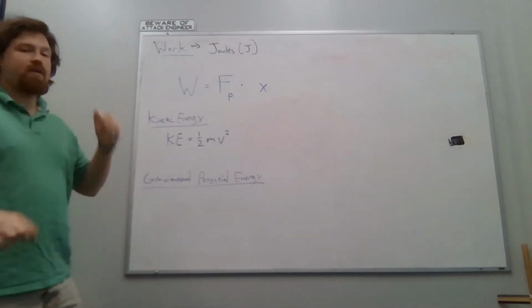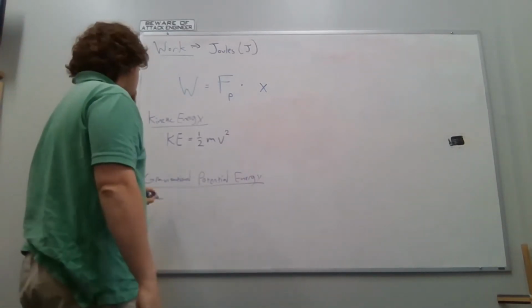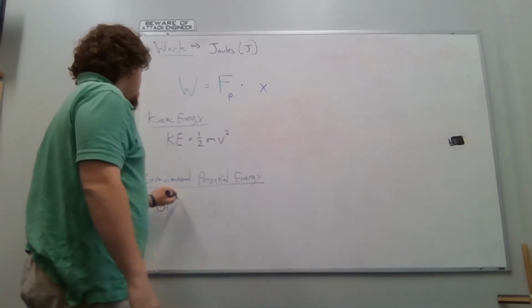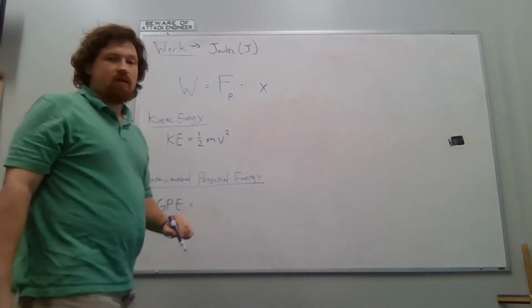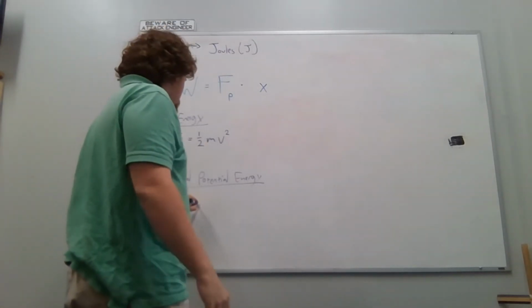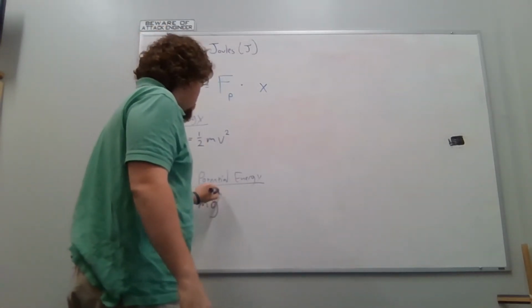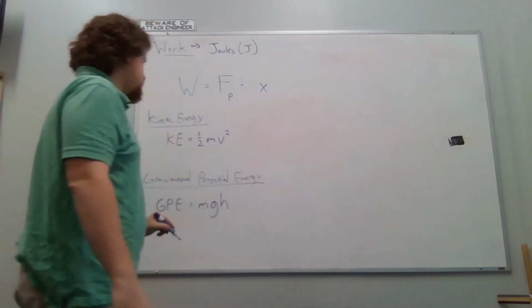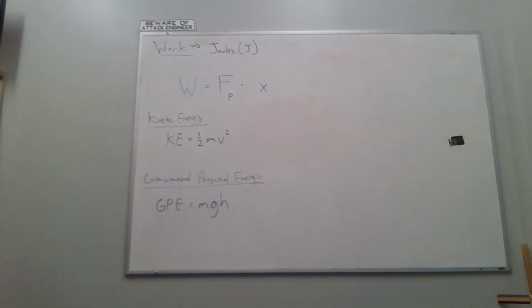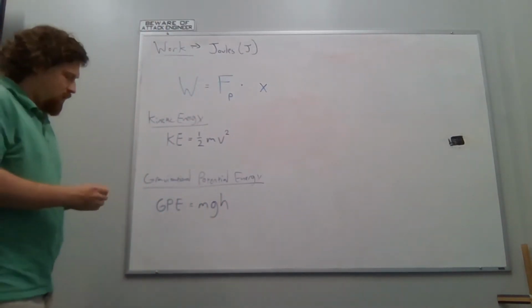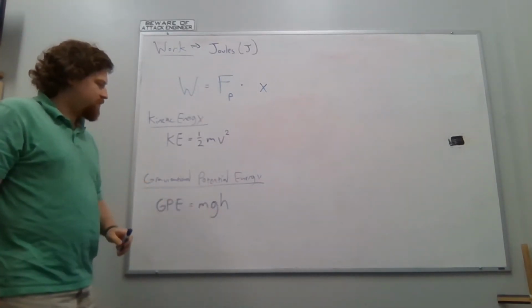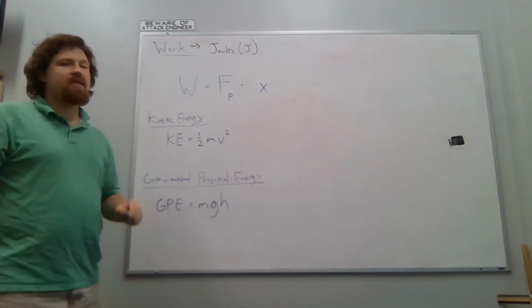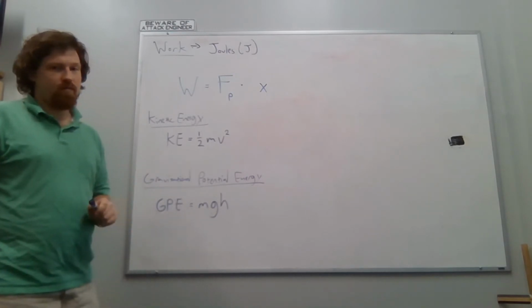And the formula for gravitational potential energy, we shorten that to GPE. That formula is going to be equal to mass times G, which is 9.8, times height. The gravitational potential energy of an object is equal to its mass times 9.8 times its height above the ground.